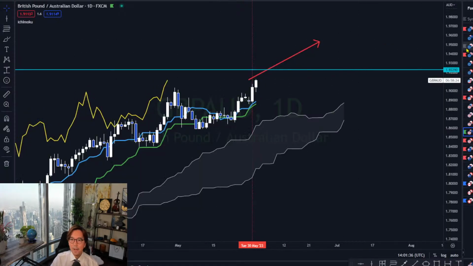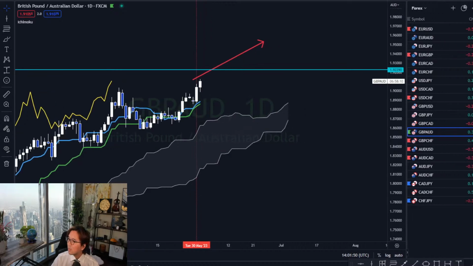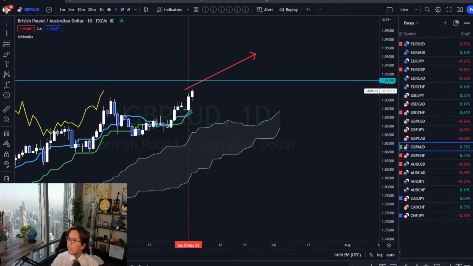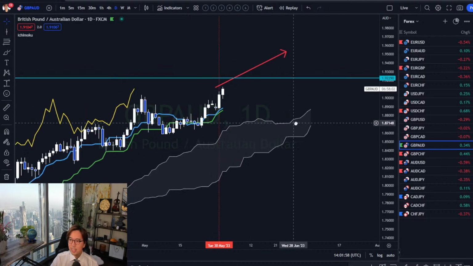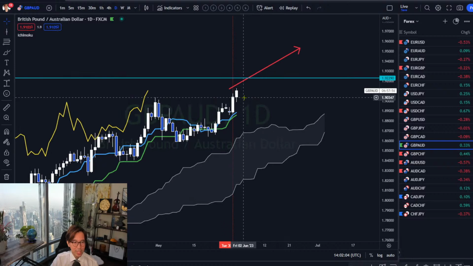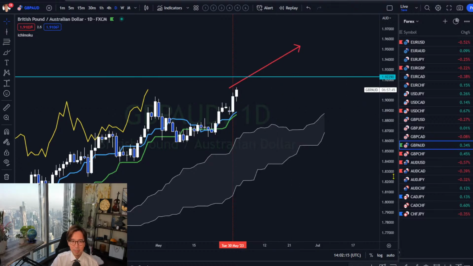Okay, so today I have been watching a few pairs, but the first one I want to mention is the Pound AUD. Hold on, let me adjust it to the page. Okay, so now you can see the whole screen. Here is the Pound AUD, and it has been bullish. It broke the resistance and it's reaching the target, which is 1.9229. This is a daily time frame, and it's bullish.